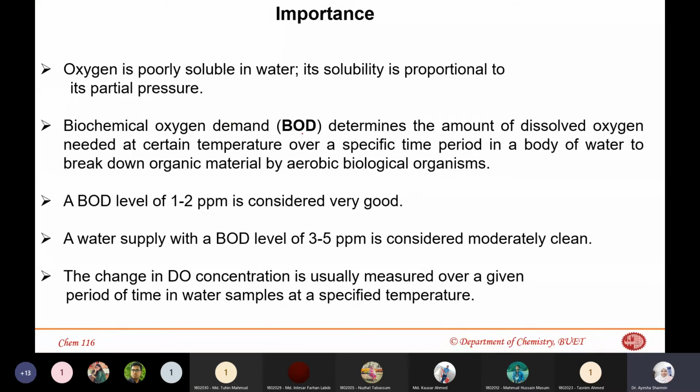Okay, now the biochemical oxygen demand determines the amount of dissolved oxygen needed at a certain temperature over a specific time period in a body of water to break down organic material by aerobic biological organisms. Okay, so they just oxidize these organic substances with the help of planktons or other algae or other small biological organisms. So a BOD level of 1 to 2 ppm is considered very good. That's very good. But a water supply with a BOD level of 3 to 5 ppm is considered moderately clean.